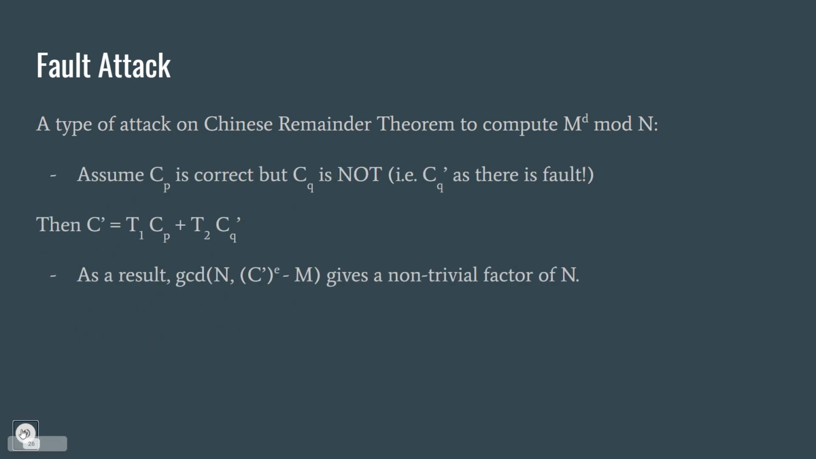In this attack, assume Cp is correct, but Cq is not. So there is a fault on Cq. Then C prime, the faulted C, becomes T1 times Cp plus T2 times Cq prime, the faulted Cq. As a result, the GCD of C prime to the e minus m and the modulus n gives a non-trivial factor of n.